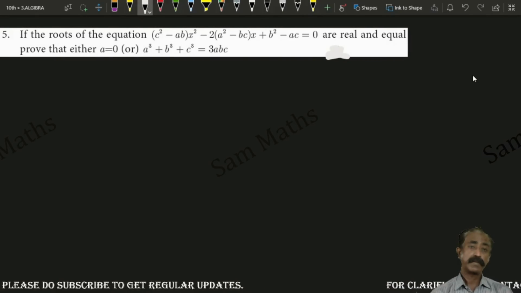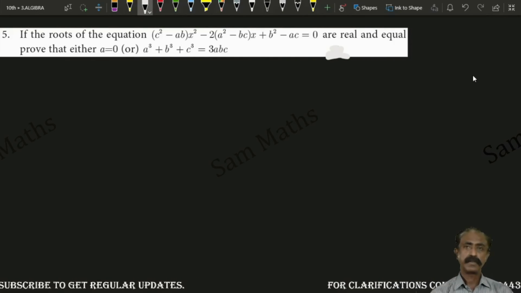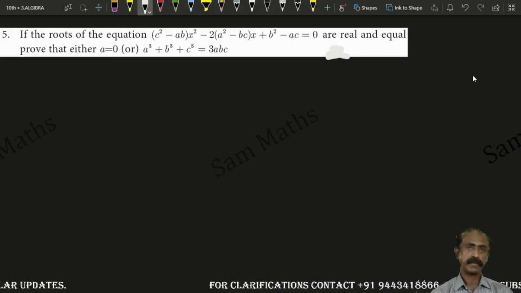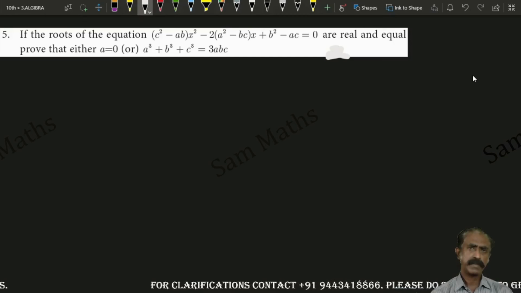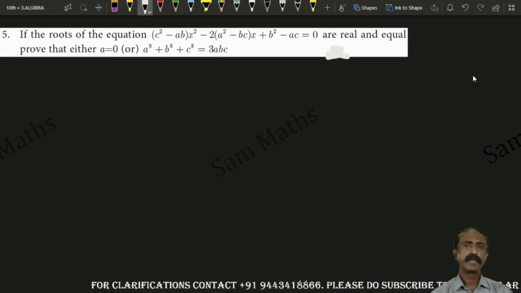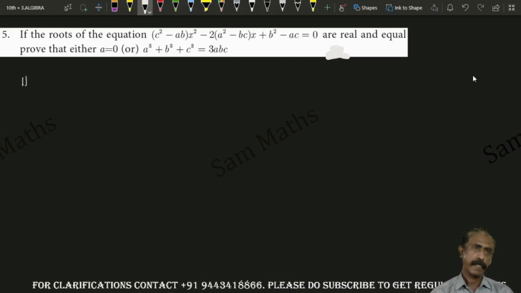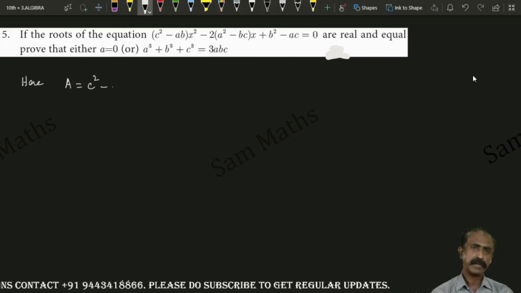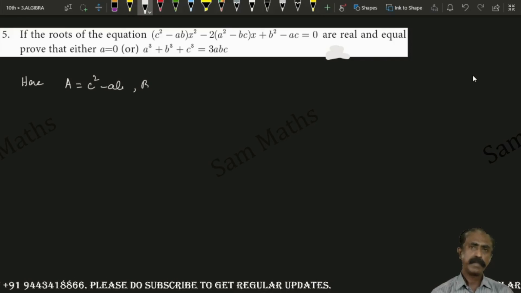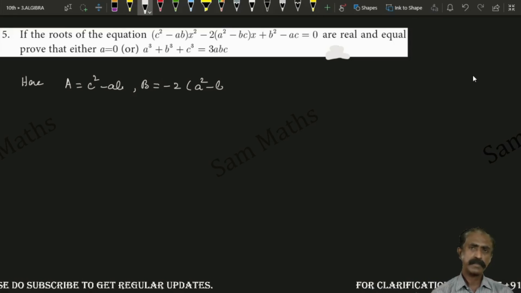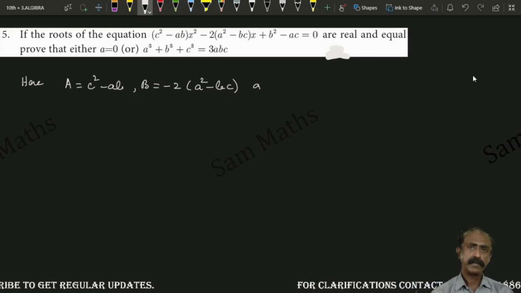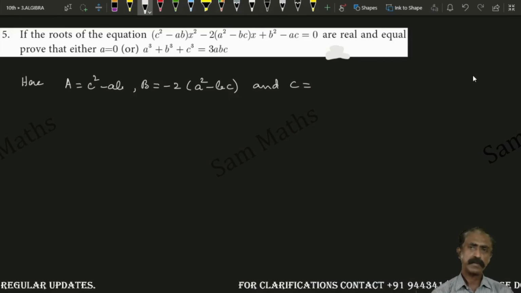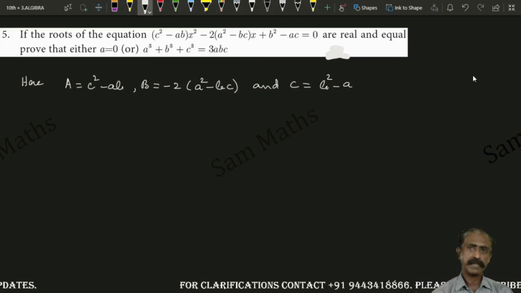Fifth question: if the roots of the equation, this one, are real and equal, prove that either a is equal to 0 or a cube plus b cube plus c cube is equal to 3abc. Here, a is equal to c square minus ab, b is equal to minus 2 into (a square minus bc), and c is equal to b square minus ac.